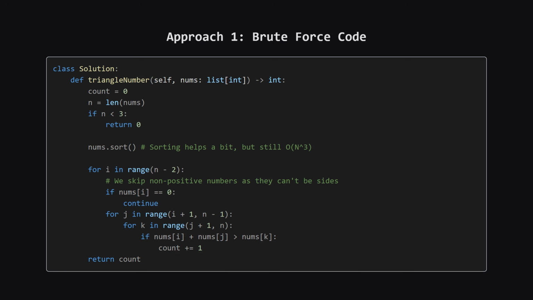Here's what that brute force approach looks like in code. We sort the list first. This lets us use our simplified check. Is the sum of the 2 smaller sides bigger than the largest? We have our 3 loops for I, J, and K. Inside the innermost loop, we check if the number at I plus the number at J is greater than the number at K. If it is, we increment our count. Simple but not very efficient.